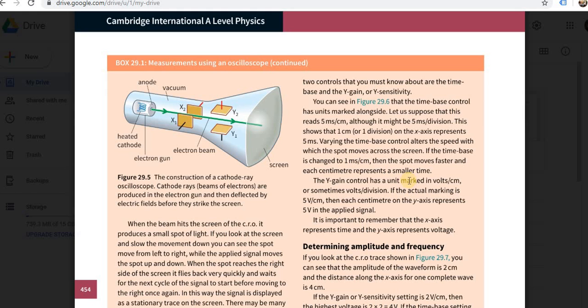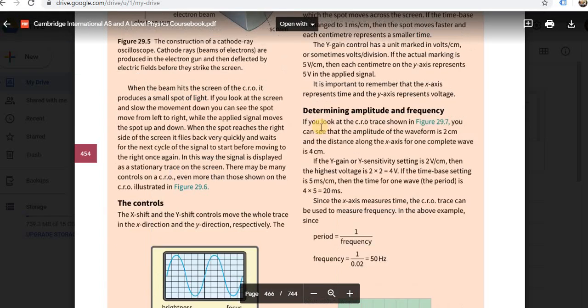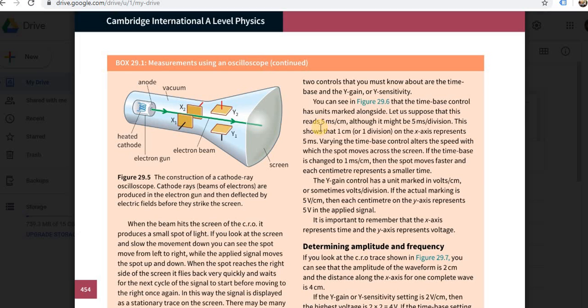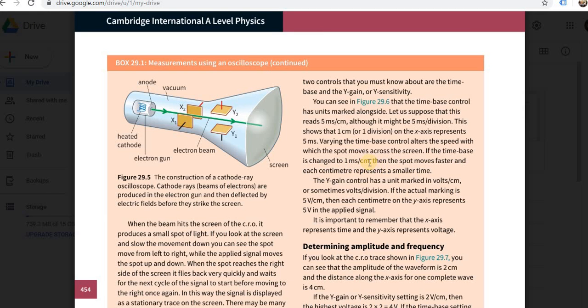you can adjust it so that you see more or fewer waves on the screen, on this grid over here, and that will make it easy for us to do the calculations. Once you have a suitable number of waves showing on the grid, you can easily take the calculations. Then the spot moves faster and each centimeter represents a smaller time, because it is 1 millisecond for 1 centimeter, here 5 milliseconds for 1 centimeter.